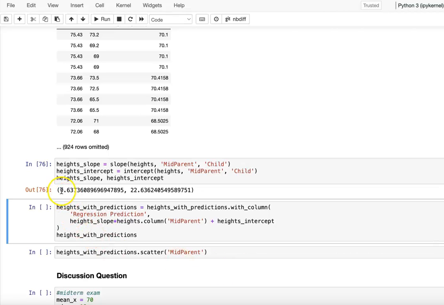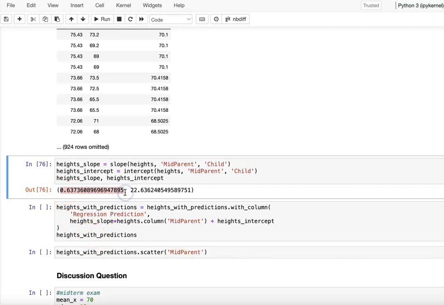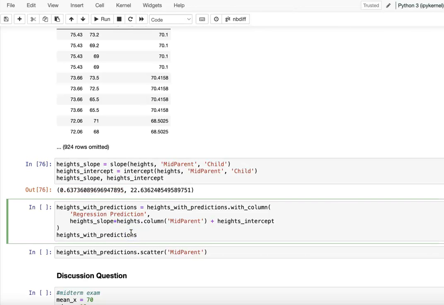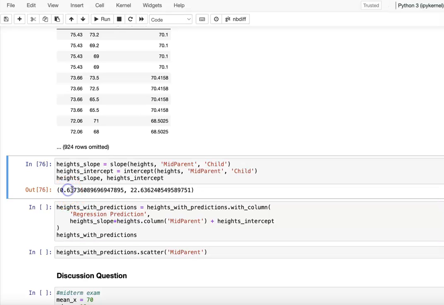So now you can see the slope is about 0.63. That means every 1 inch higher for the parent's height, the children's average height will be 0.63 more. And the intercept is about 22.6.